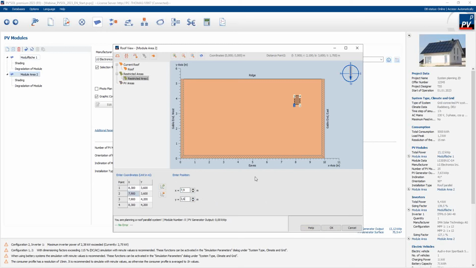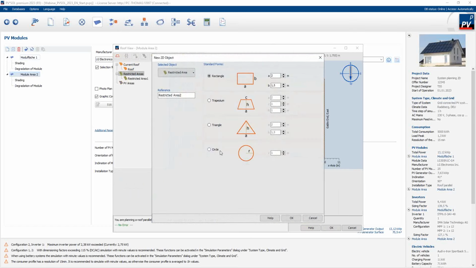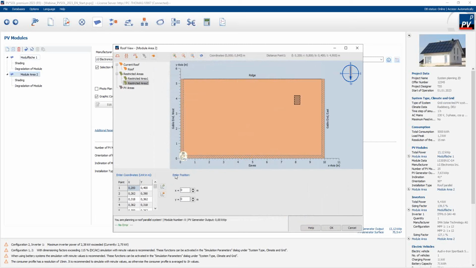And to add the parabolic antenna, we again have to go back to the restricted area node here, and again press this small trapezium, and now we have a circle, and the radius should be 0.2 meters. And again, we have to confirm, it's okay. It's placed in a point of origin, and you have to enter the X and Y coordinates for the correct position, and it's 8.5 by 4.4 meters.